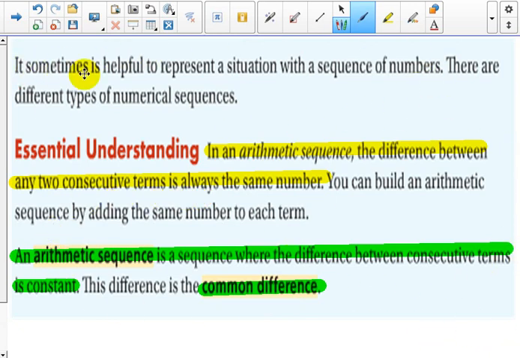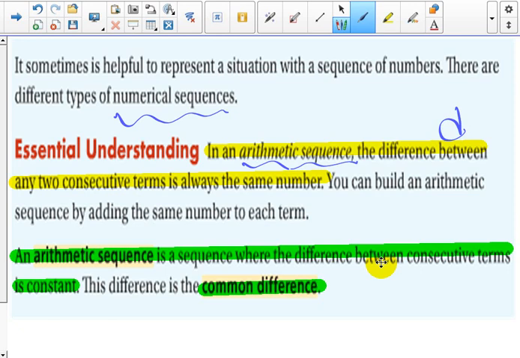All right, sometimes it's helpful to represent a situation with a sequence of numbers, right? That's what we do in algebra. We're always representing some kind of real world problem. There are different types of numerical sequences. So our essential understanding is: in an arithmetic sequence, the difference between any two consecutive terms is always the same number. That was that d number, remember? The difference is the same between them all.